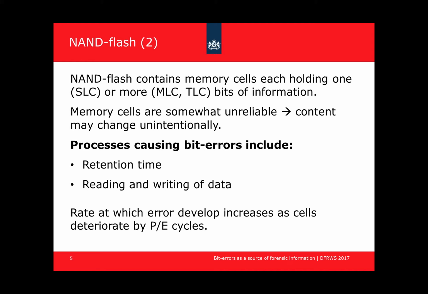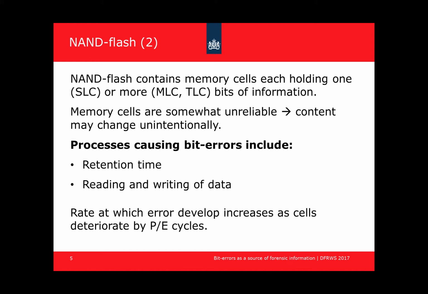Now there are a number of processes. In the previous presentation retention time was already mentioned: if you keep data for some time in the memory cell, then the charge may leak away, which leads to a modification of the value stored inside the cell. Besides that, reading or writing of information might also modify the content of memory cells. In this case, it might modify the content of adjacent cells, so not the cells themselves. If you read from a certain page, then information in adjacent pages can be modified.